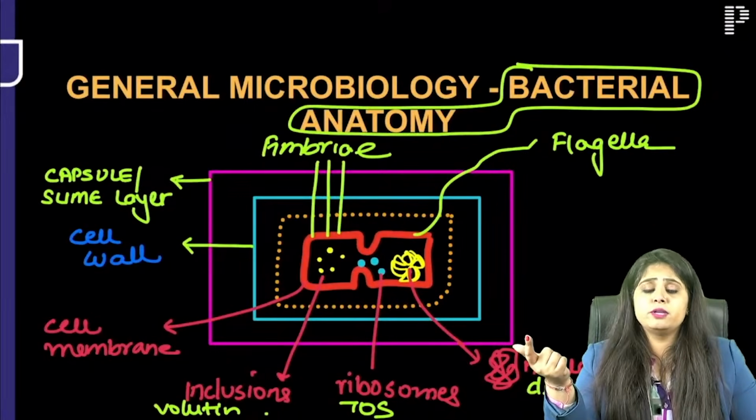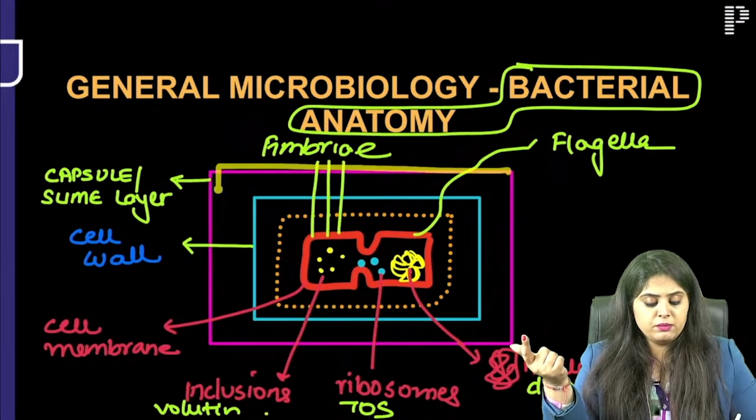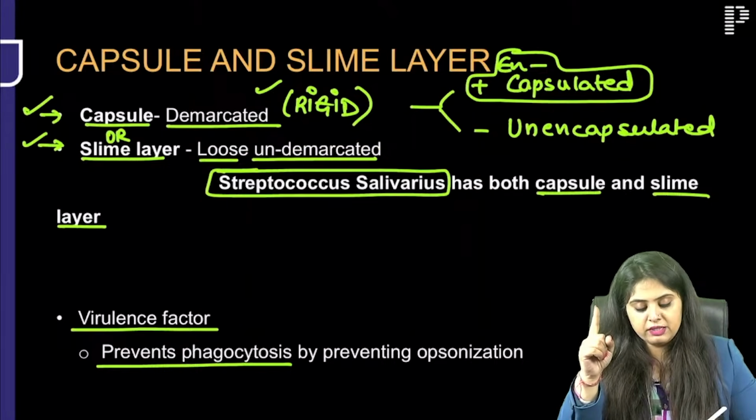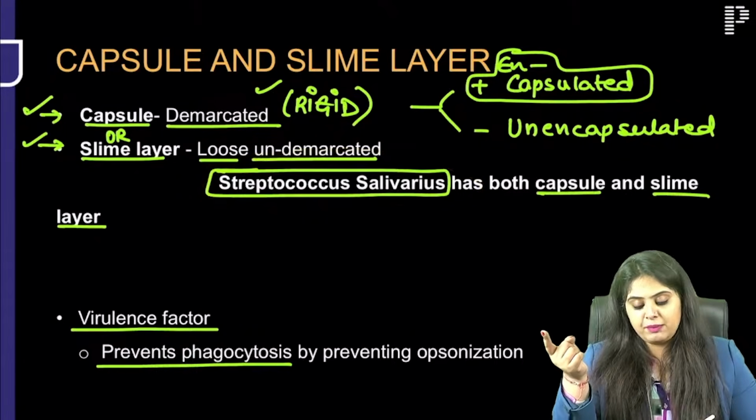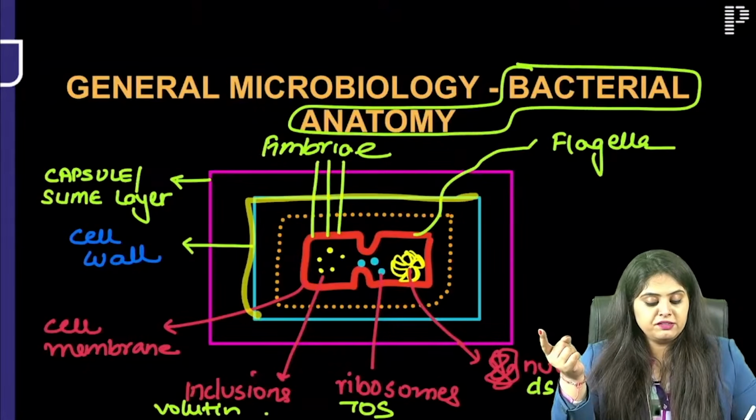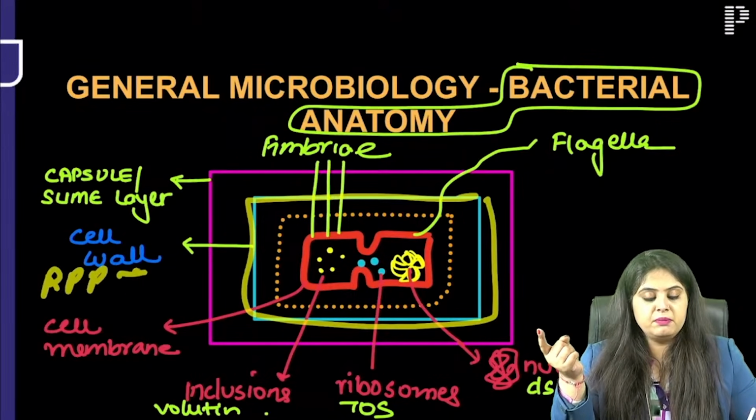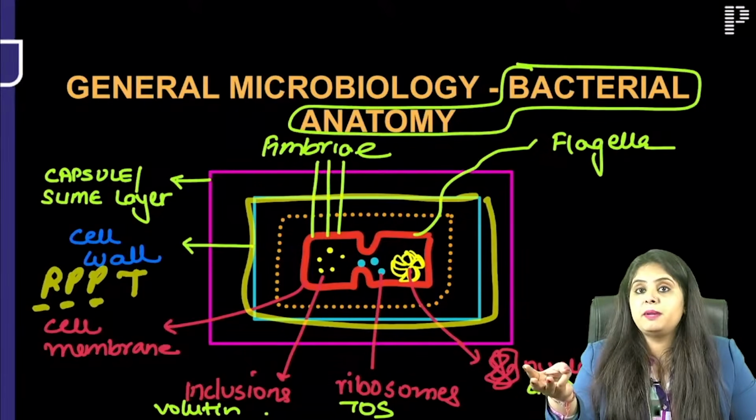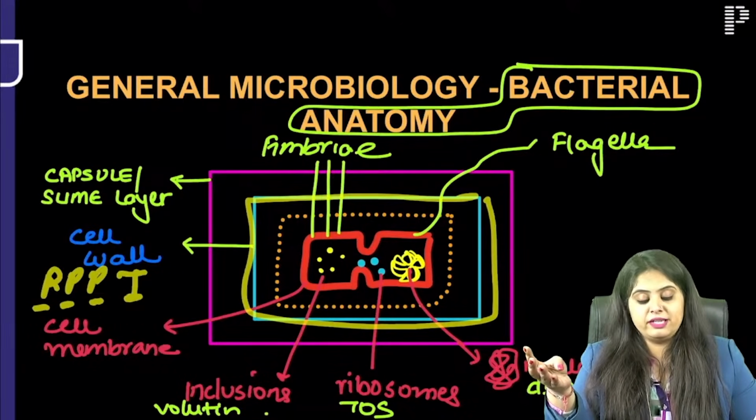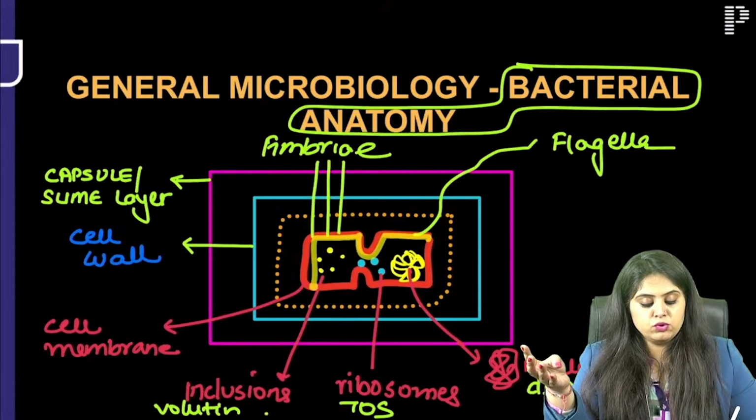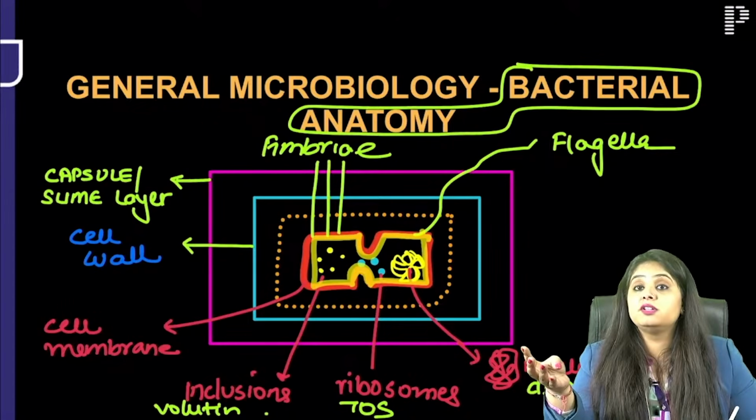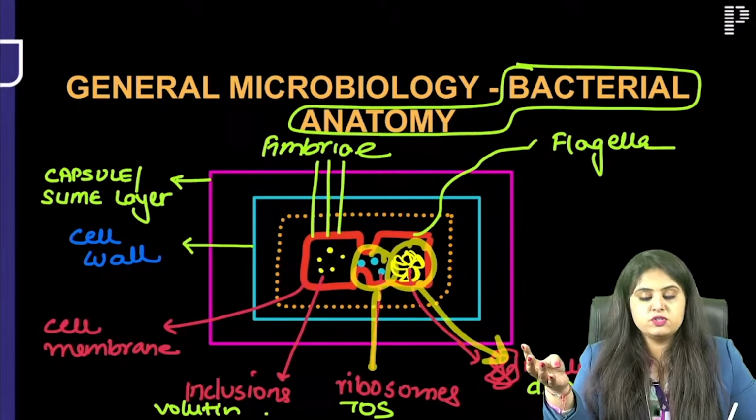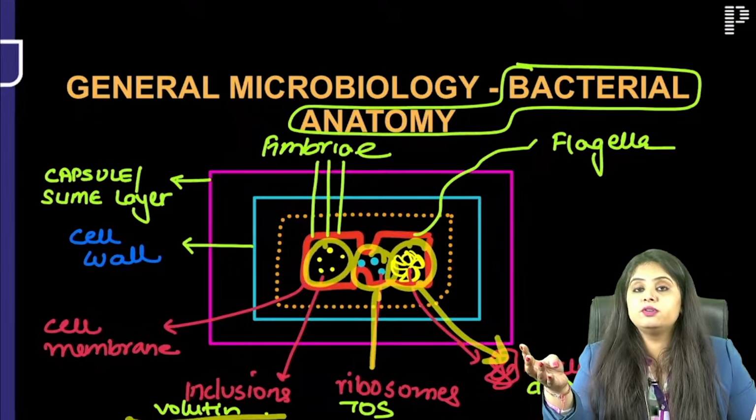Let me just ask you very quick questions. If I say what was outermost, ma'am, outermost was capsule or slime layer, which is that one bacteria which can have both? Streptococcus salivarius can have both capsule and slime layer. Thereafter you had cell wall. For cell wall you had to remember PPPT because gram positive cell wall has more of peptidoglycan. It is going to have pentapeptide bridge. It is going to have teichoic acid. Then you came to cell membrane. Woh jo invaginate kara, these were mesosomes, the respiratory one. Then you had a nucleus which was double stranded, you had ribosomes which are 70S, there were inclusions like volutin granules.